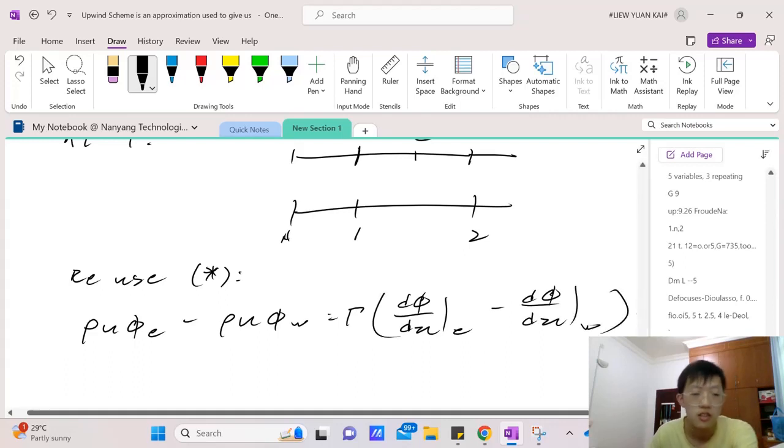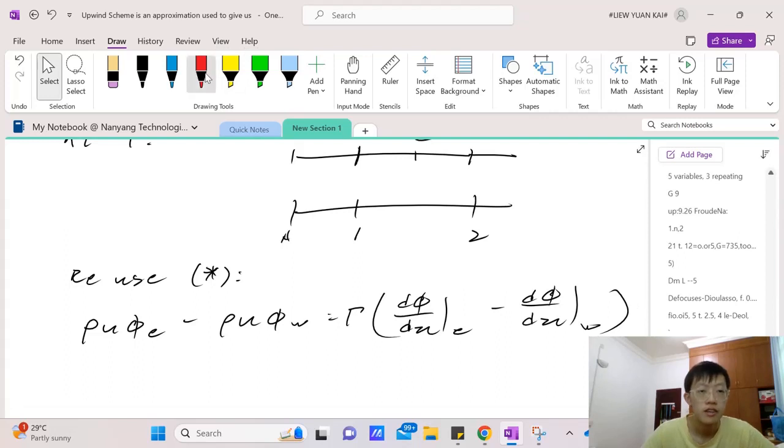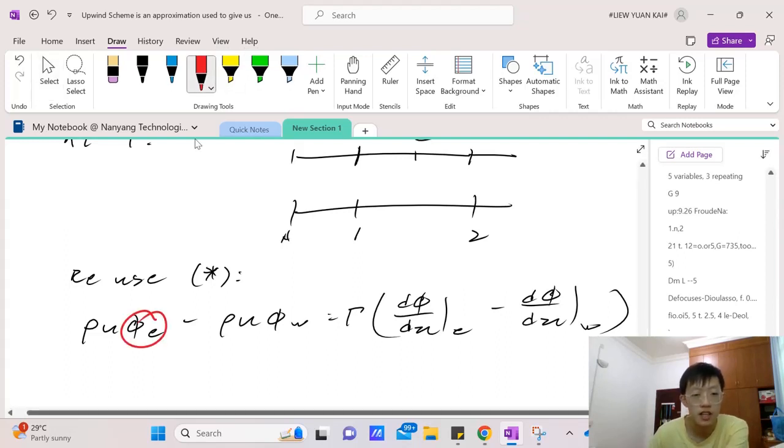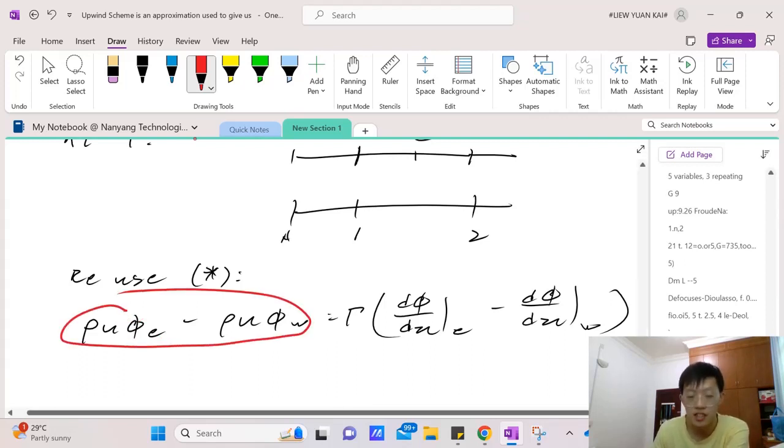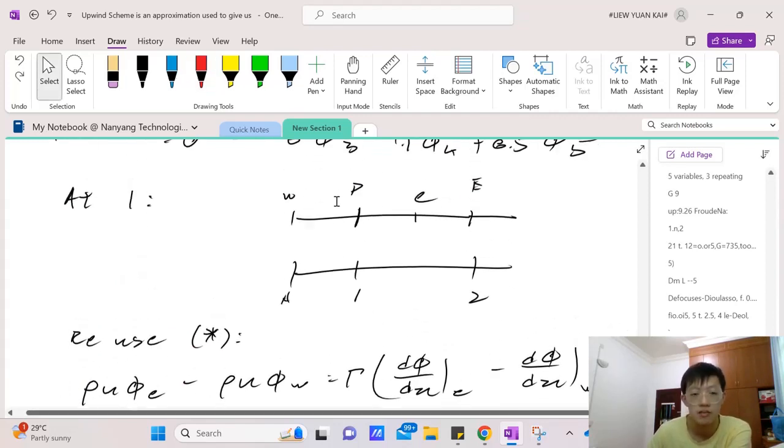Okay, let's have a look. So again, we need to do our approximations. So we don't know what's this and what's this. So we have to use the upwind scheme. Sorry, I keep saying differencing. It's just upwind scheme, not differencing scheme. So these are from the convection terms, right? That's why we will use upwind scheme.